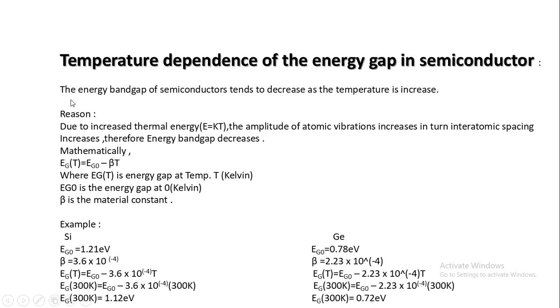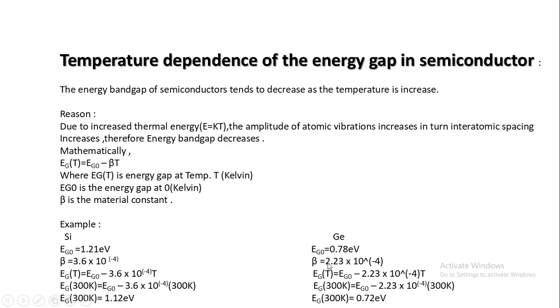So guys, here you can see at 0 Kelvin your energy gap is 1.21 electron volt, but at 300 Kelvin it is decreasing by a slight amount, you can see 1.12 electron volt. So that's why we are saying that as temperature increases, the energy band gap of a semiconductor decreases. I'm showing you the mathematical derivation, because via mathematics you can better understand anything.